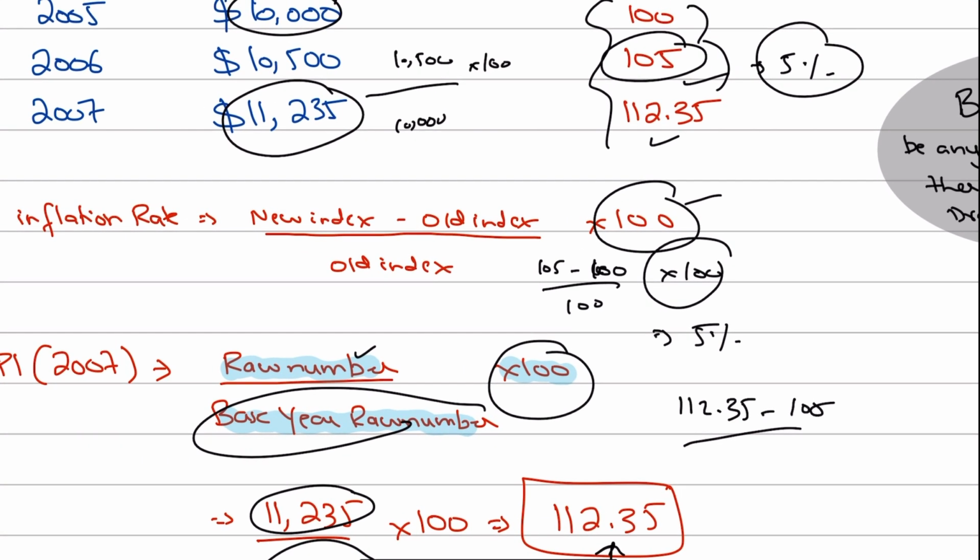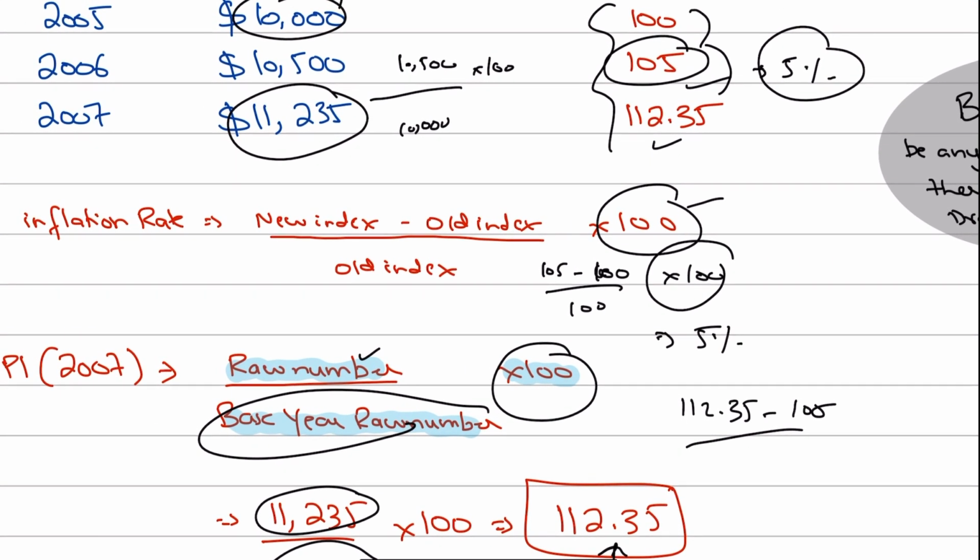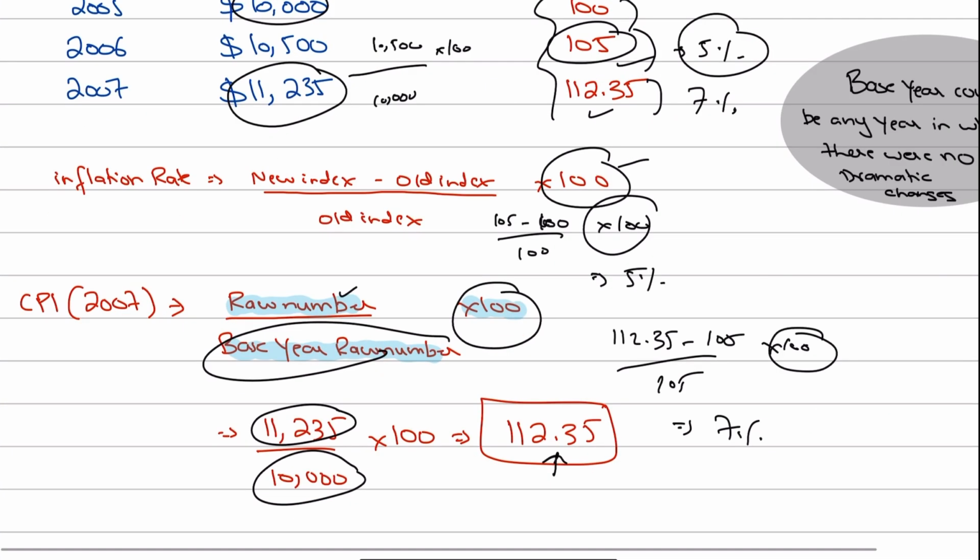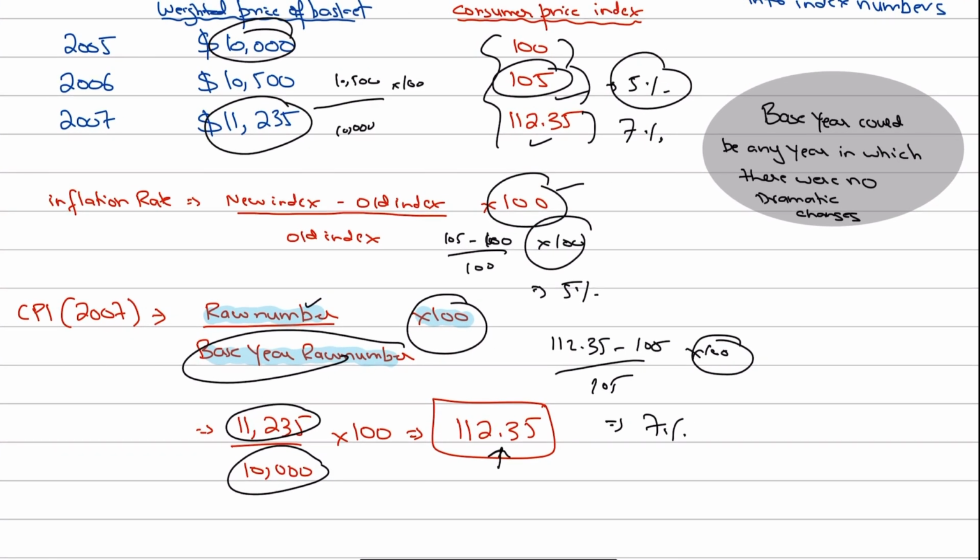So 102.35 minus 105, divided by 105, times 100. Here, when you are multiplying by 100, calculating the percentage change, the answer should be somewhere around 7%, which means that inflation went up by 7% in 2007. So that's how you calculate the inflation rate, and that is how you calculate the CPI.